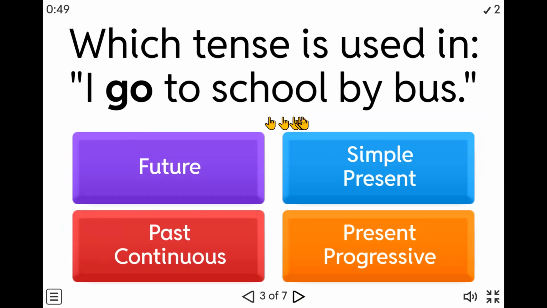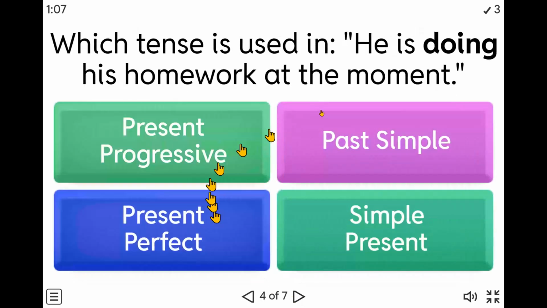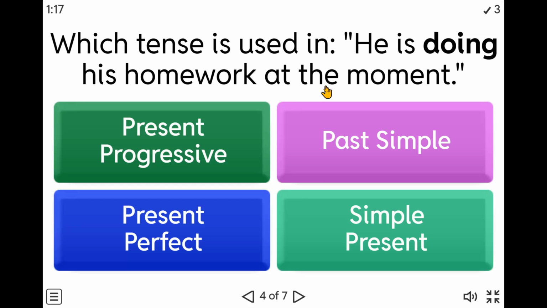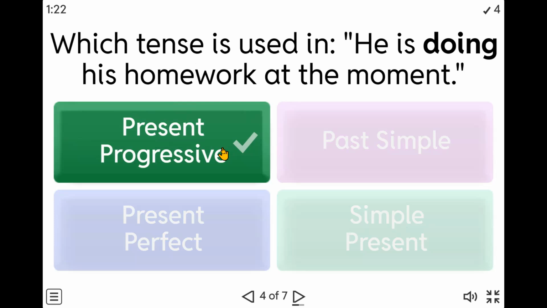Then, which tense is used here? I go to school by bus. This is a habit. Now you enter the answer. What is it? It is a habit. So what tense? Simple present or present progressive? It is simple present. Next question. He is doing his homework at the moment. At the moment. Now. It is present progressive. Okay? So we will join Kahoot and maybe come back.